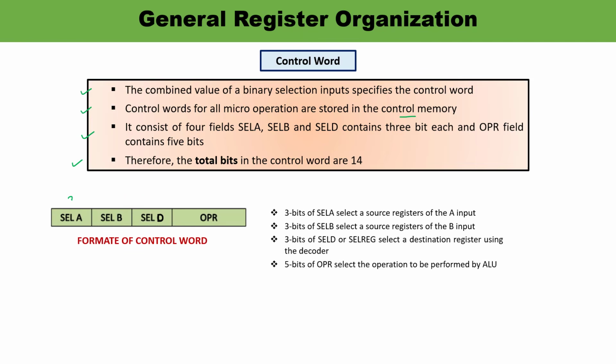Means select A is 3 bits, select B is 3, select D is 3, and the operation code is 5. In some places you may find 4 bits for the operation code, and therefore the total number of bits would be 13.